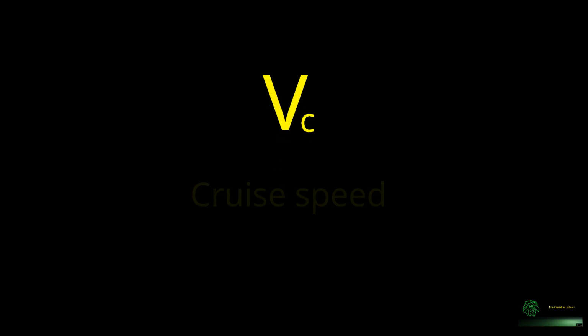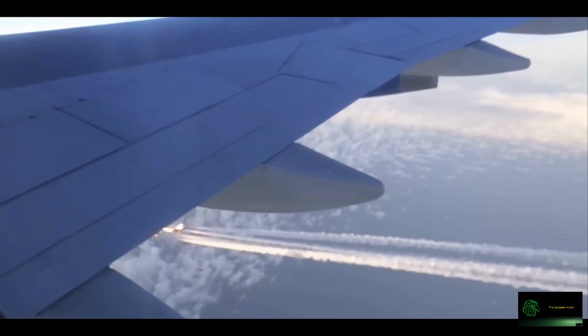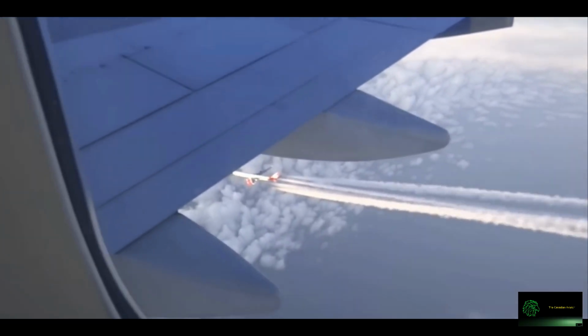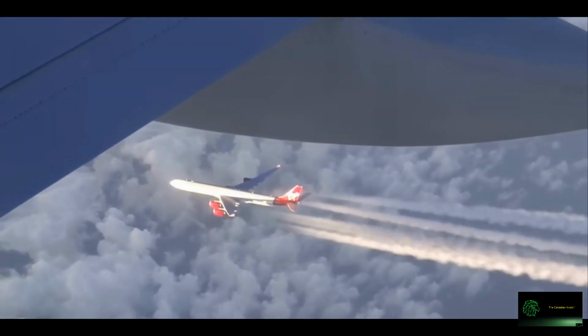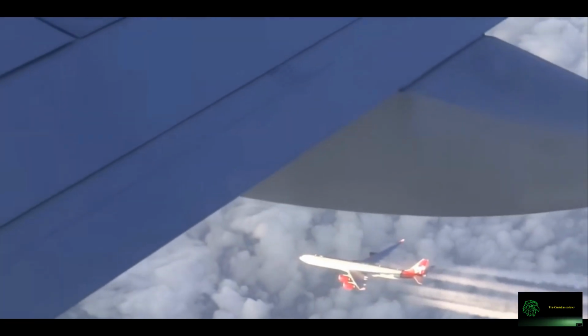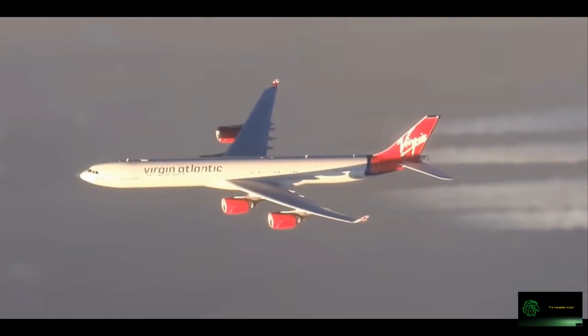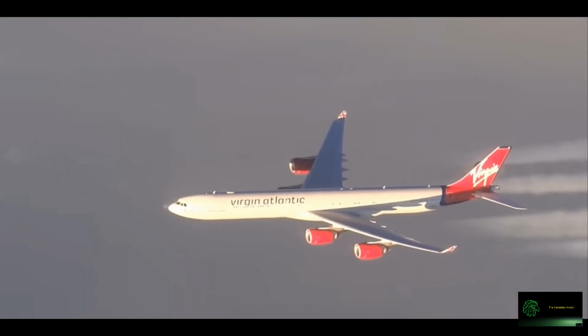VC, design cruise speed. VC or design cruise speed is the maximum speed at which the aircraft is designed to operate in normal cruise conditions. It represents the highest speed that can be flown in smooth air without exceeding structural design limits. However, it does not provide protection against strong gusts or turbulence.